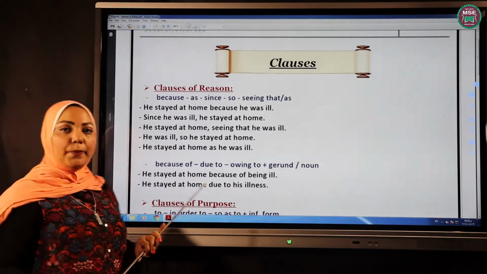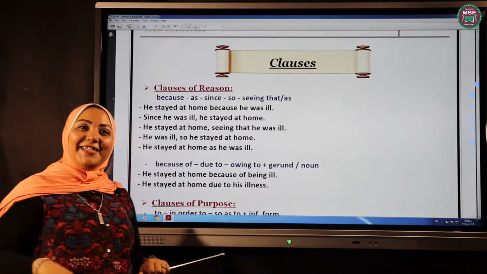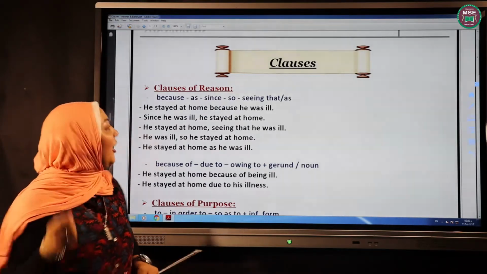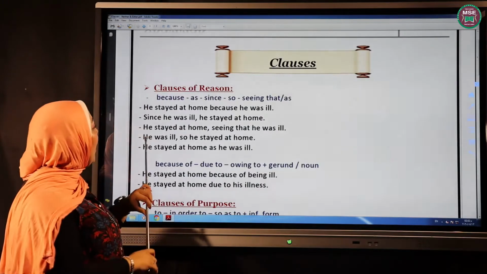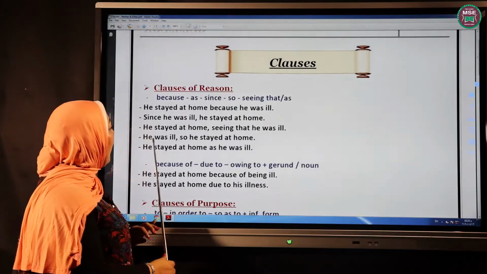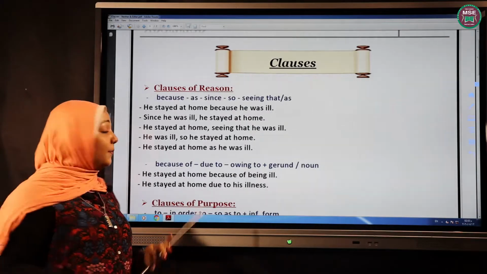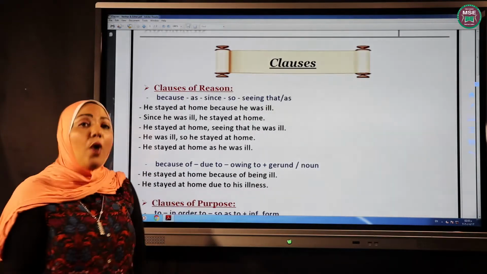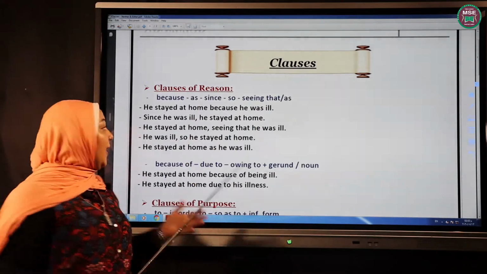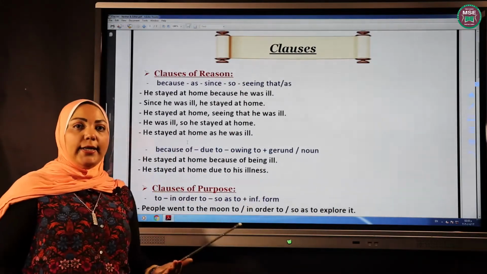Look at these examples. He stayed at home. Why? Because he is ill. Since he was ill, then what happened? He stayed at home. Why? Seeing that he is ill. He was ill. What is the result? So he stayed at home. He stayed at home. Why? As he was ill. As you see here, most of them are the same, except maybe for so, that is followed by the result, not the reason.